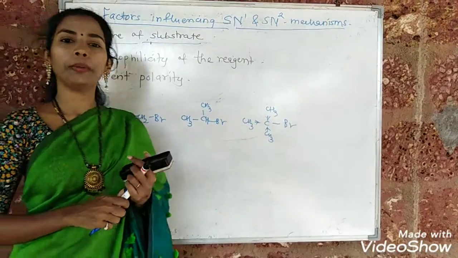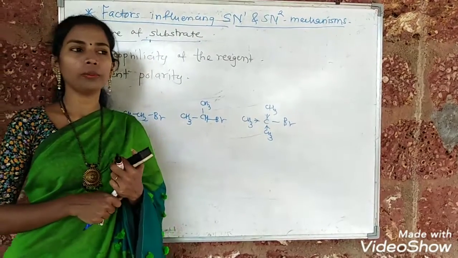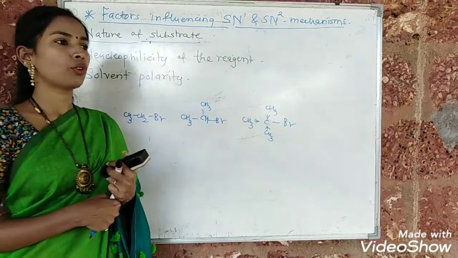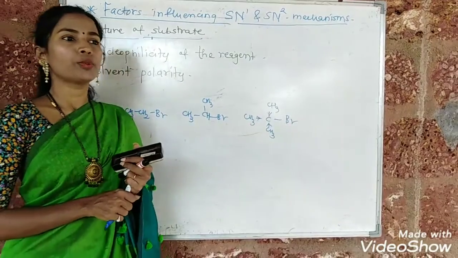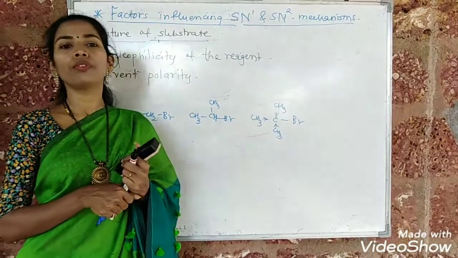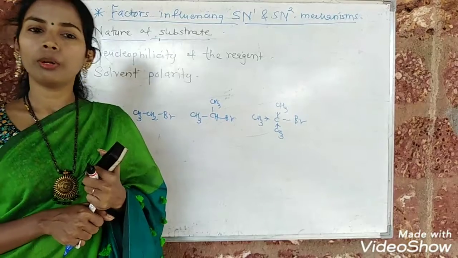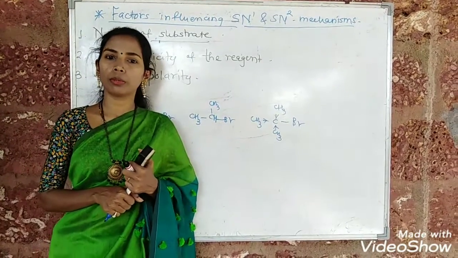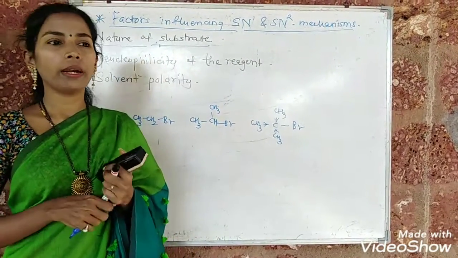You have to compare the SN1 and SN2 mechanisms in terms of steps, in terms of attack of the nucleophile, in terms of transition state, in terms of solvent polarity, or in terms of configuration. And that is all about the nucleophilic substitution mechanisms, unimolecular and bimolecular.